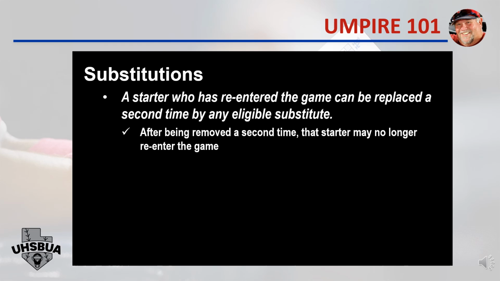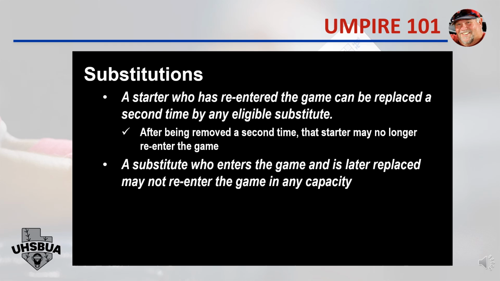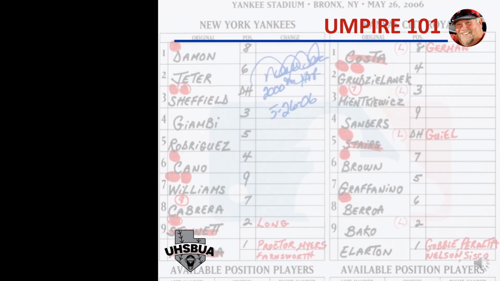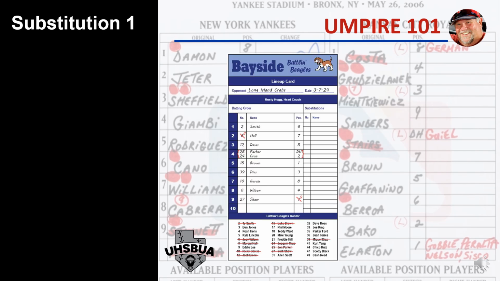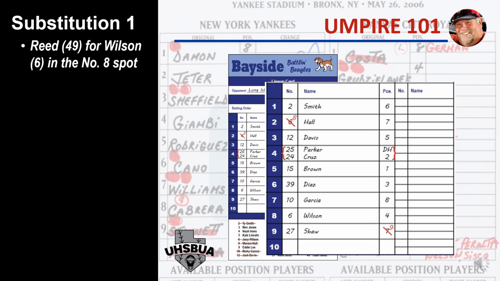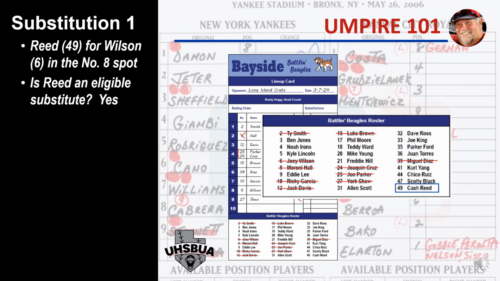And finally, a substitute who has entered the game and been removed may not re-enter the game in any capacity. Let's practice recording substitutions on the lineup card based on the rules we just covered. Our first substitution will be number 49 Reed for number 6 Wilson. Looking at our lineup card, we see that number 6 Wilson is currently in the game and that number 49 Reed is an eligible substitute.